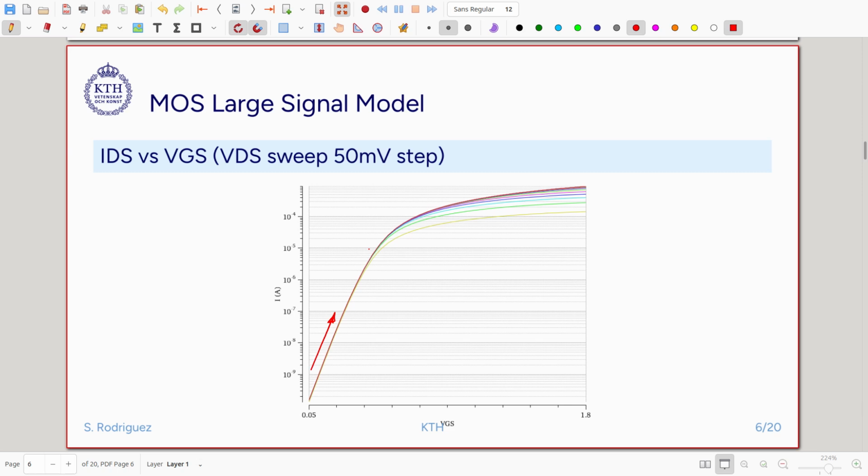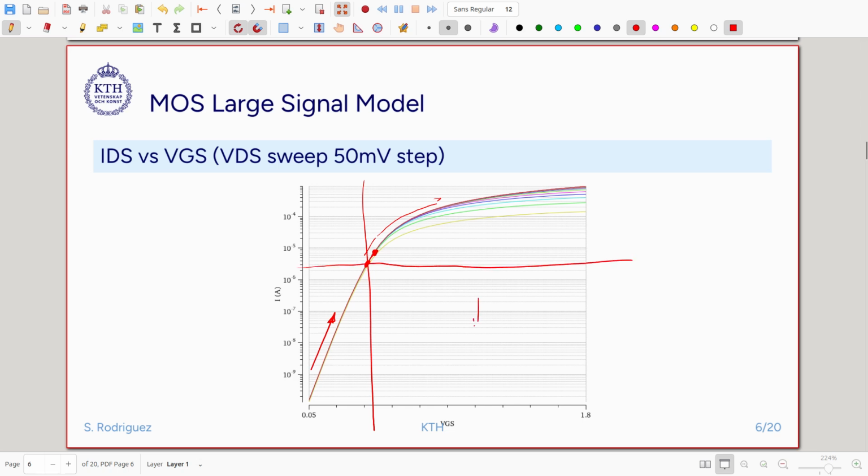And for higher values of VGS, the slope starts changing. So around this point we start entering the quadratic equation. Here we can see around 1 microamp or 2 microamps for this particular transistor.